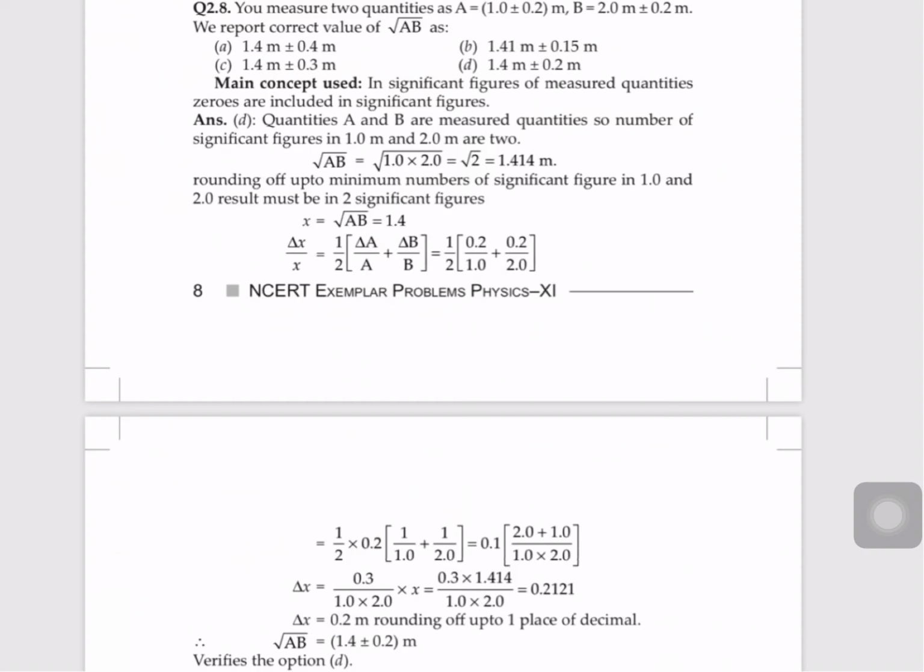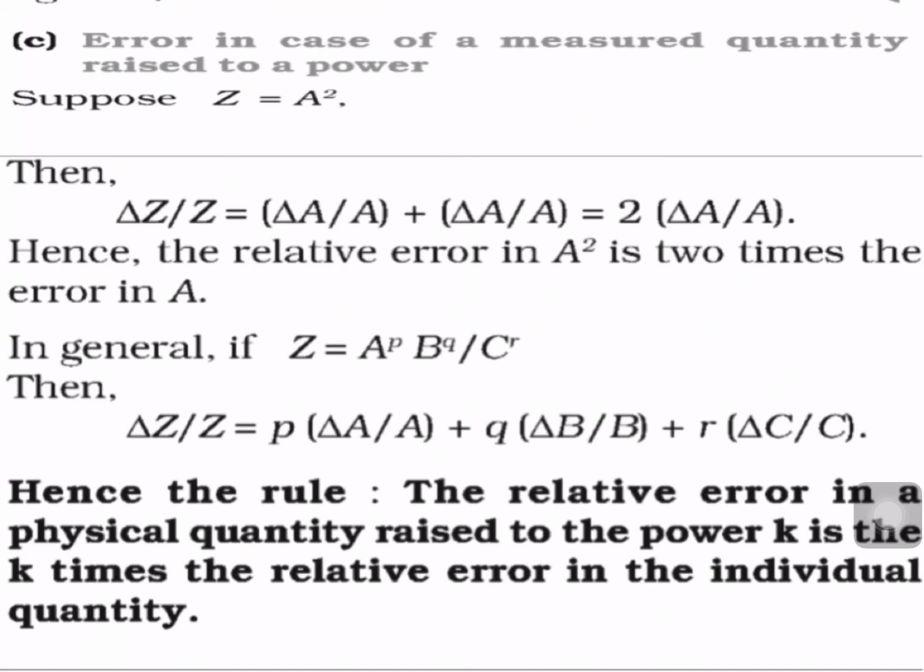Two measures A and B are given. What is the square root of AB? Very simple. Square root means you just multiply by 1 by 2. The same formula, 1 by 2 into del X by X, the same thing. And errors in the case of a measured quantity raised to a power, that is equal to A square. So what you are getting is that the relative error in a physical quantity raised to the power K is K times the relative error in the individual quantity.